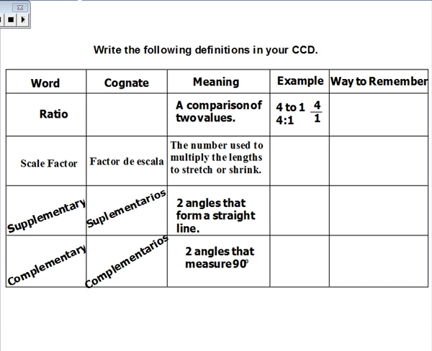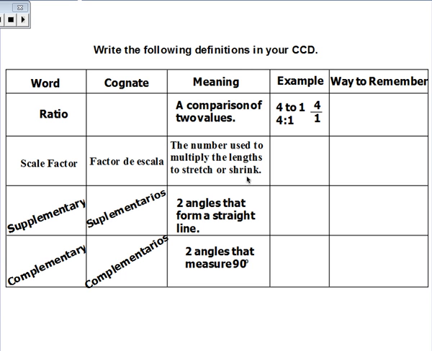Fantastic. Okay, so our first word is ratio. It's a comparison of two values. The example right here is given 4:1, and it can be written in three different ways. Scale factor. Here's the cognate. And scale factor is the number used to multiply the lengths to stretch or shrink.